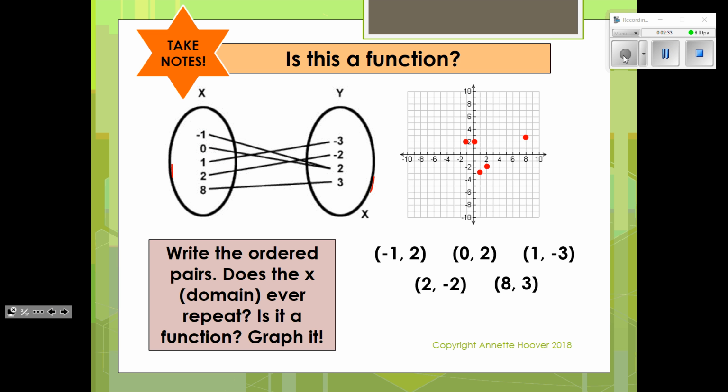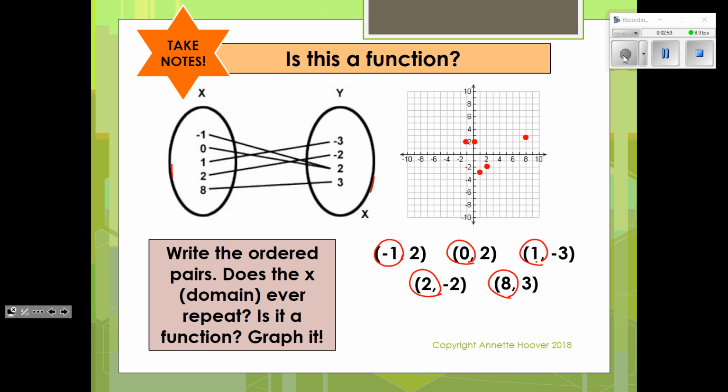If you look down here, remember a function, the x cannot repeat. So let's look at the x values. We have a -1, a 0, 1, 2, and 8. None of them repeat. So that is the definition of a function. So this would be a function because the x does not repeat.